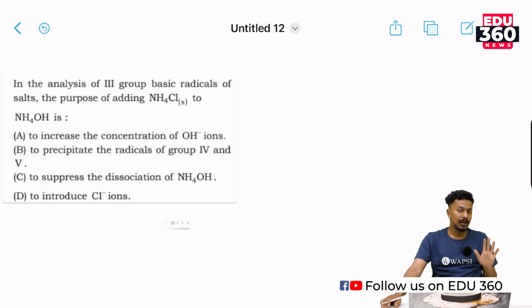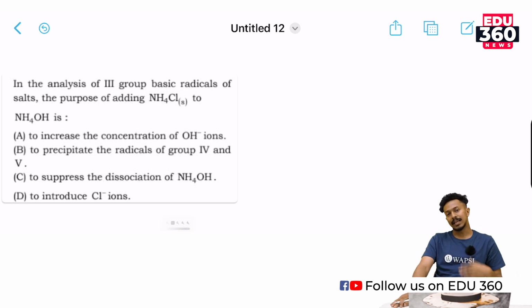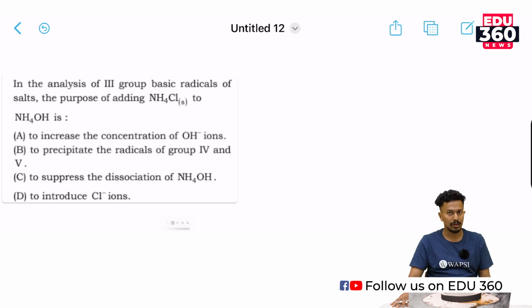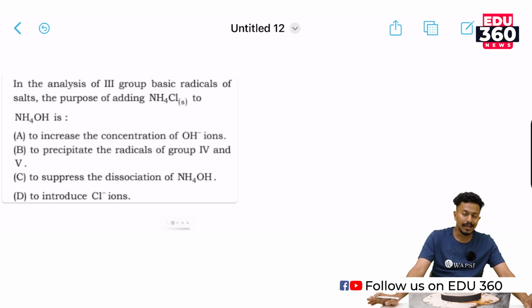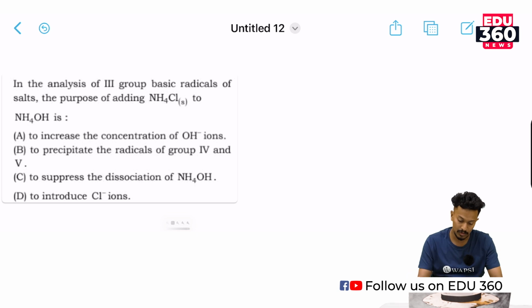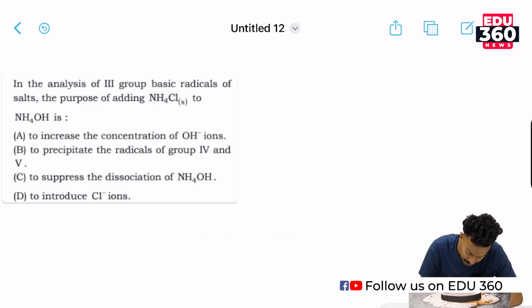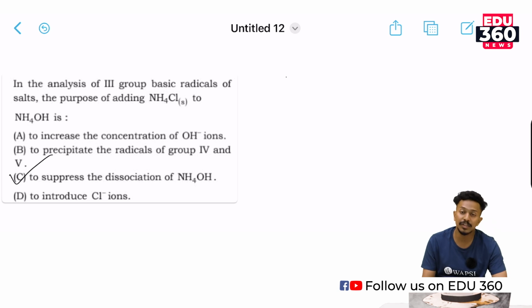Actually, have you ever heard about the concept of common ion effect? Well, common ion effect is nothing but certain salts being introduced into the solution which contain the same ions as those of the solute in the solution, to suppress the dissociation of that solute. Such an effect is called the common ion effect. In the same way we introduce NH4Cl to suppress the concentration of NH4 plus ion.